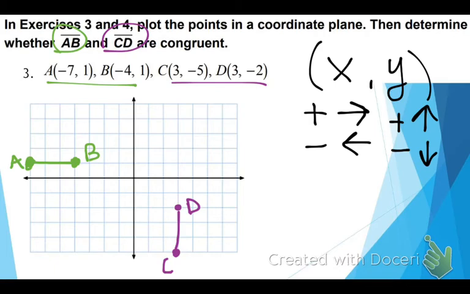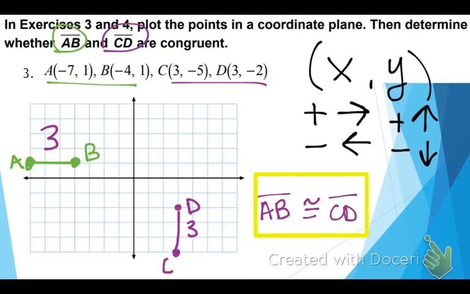So AB is 1, 2, 3, right? CD is 1, 2, 3. So are they congruent? Yes. They are. So on your paper, you're going to write segment AB is congruent to segment CD. What if it wasn't congruent? What would you do? Yeah, you throw a slash in it. Okay. But in this case, it is congruent, so there's no slash.